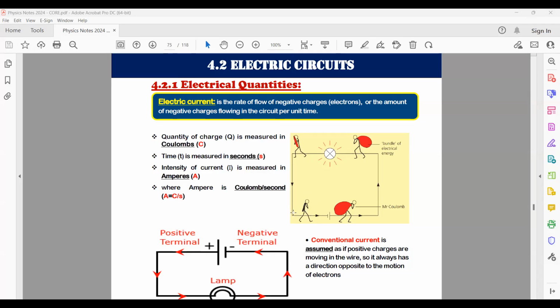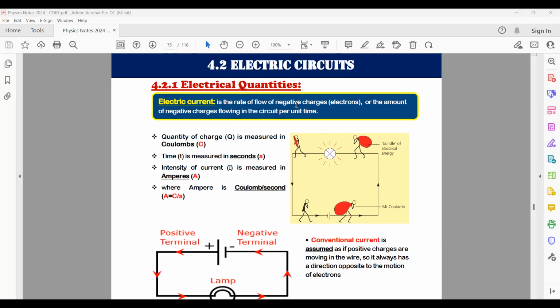As you see, Mr. Coulomb here has no energy before the battery, and when he passes the battery, he gains energy, as you see in this red bucket. The duty of the electrons is to take the energy from the battery and go to the lamp to deliver this energy. The flow of the charges through the circuit, we call it current. So the definition of current is a rate of flow of negative charges or electrons.